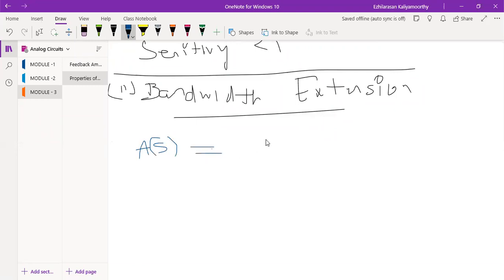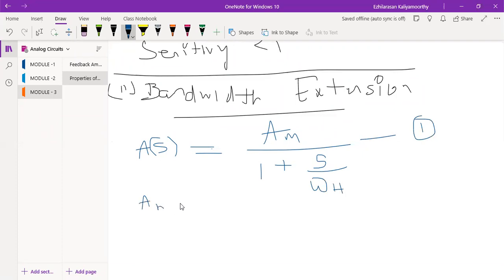A of S is equal to A M by 1 plus S divided by omega H. So this is expression number 1. As we know, AM is nothing but the midband gain, this already we know. What about the omega H? This omega H is nothing but the upper 3 dB frequency.